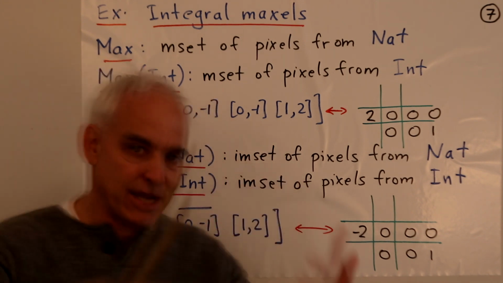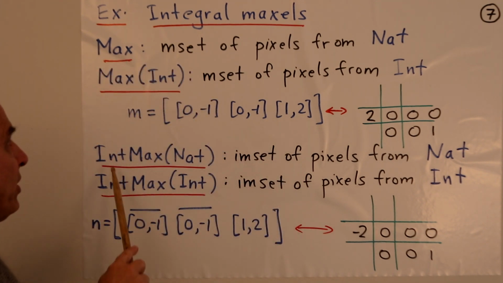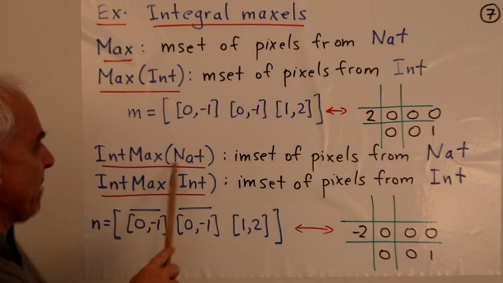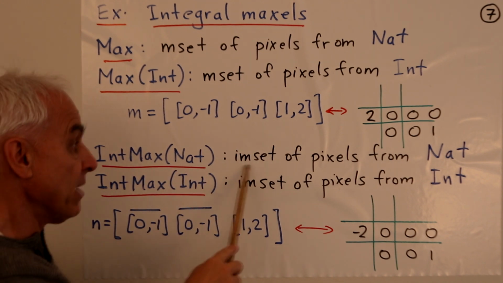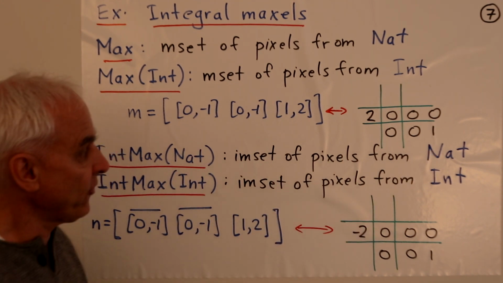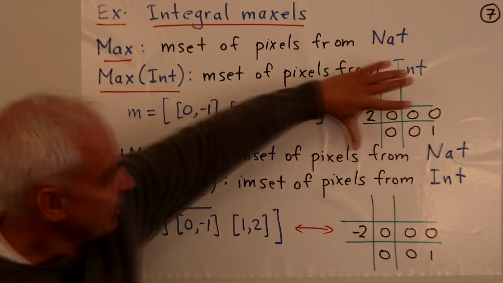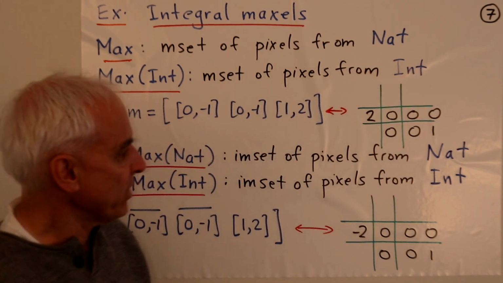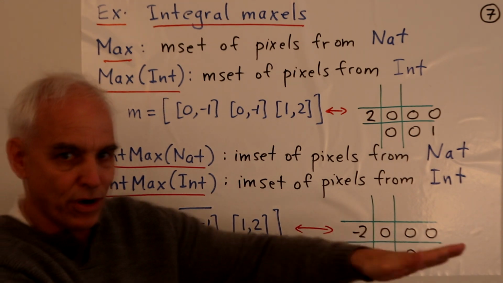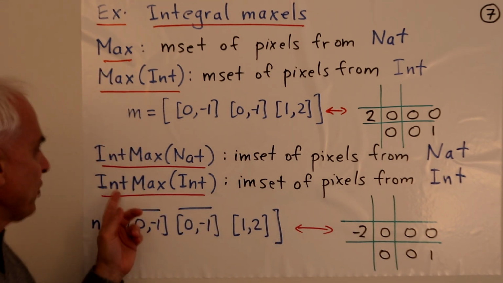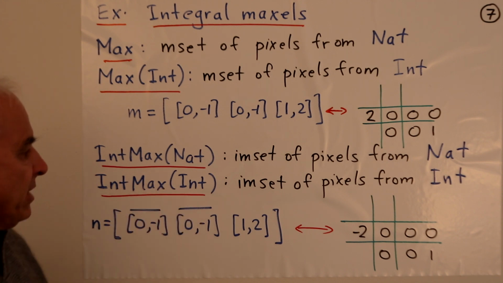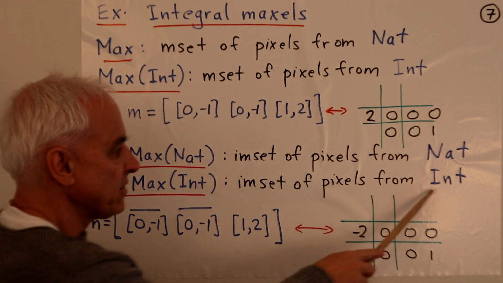Okay, now we want to extend this by going to integral maxels. First of all, integral maxels nat. These would be imsets of pixels from natural numbers. Just the same kind of sort of limited frieze that just works with a quadrant. But more interestingly, integral maxels from int. So these are imsets of pixels from integers.